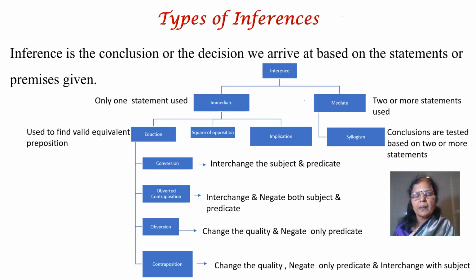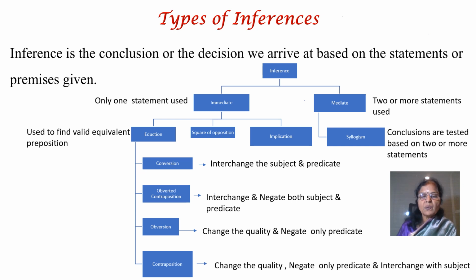Here you see a chart, and you should learn this chart by heart after understanding it. Okay. This chart denotes the types of inferences, or the types of conclusion. Inference is the conclusion or the decision we arrive at based on the statements given, or the premises given. So inference is of two types. I told you already, they are immediate and mediate.